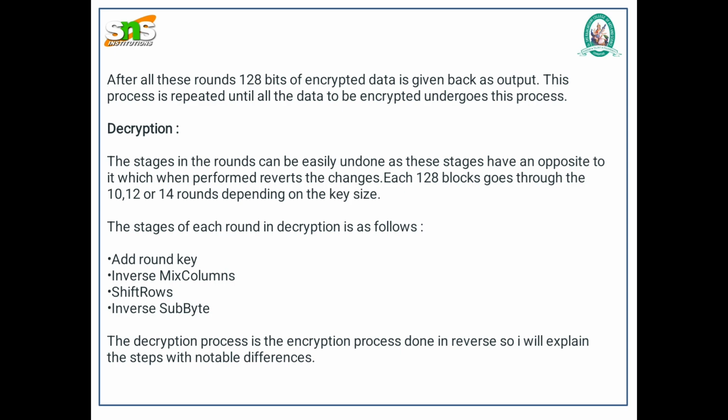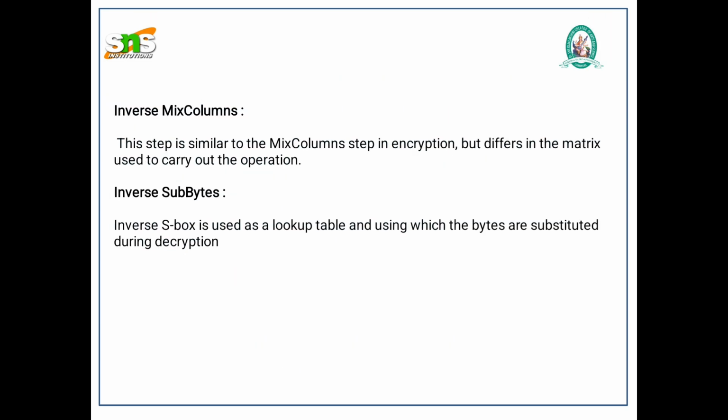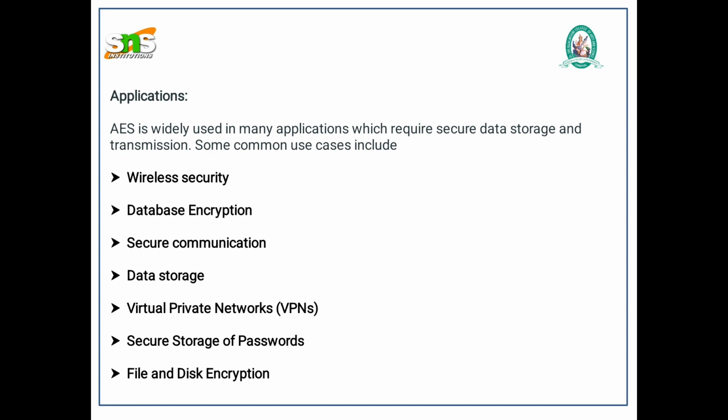Decryption: the stages in the rounds can be easily undone as these stages have an opposite which, when performed, reverts the change. Each 128 bit block goes through 10, 12 or 14 rounds depending on the key size. The stages of each round are as follows: add round key, inverse mix columns, shift rows, inverse subbytes. Inverse mix columns: this step is similar to the mix columns step in encryption but differs in the matrix used to carry out the operation. Inverse subbytes: an inverse S box is used as a lookup table, using which the bytes are substituted.